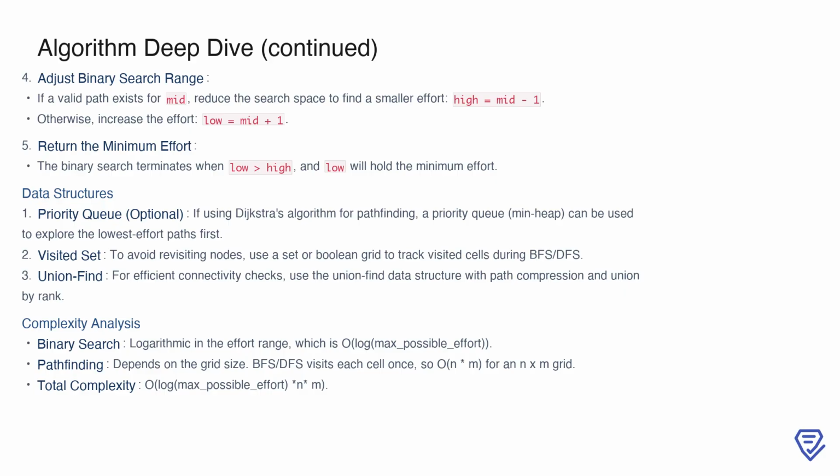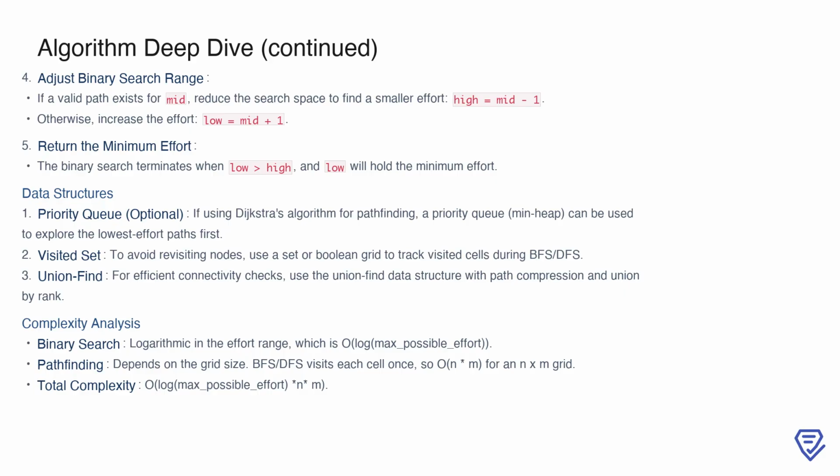To implement this effectively, we utilize some key data structures. A priority queue, such as a min heap, can be useful when employing Dijkstra's algorithm to explore paths with the lowest effort first. A visited set or Boolean grid ensures that we do not revisit cells unnecessarily during BFS or DFS. Alternatively, union find can efficiently handle connectivity checks, especially with optimizations like path compression and union by rank.